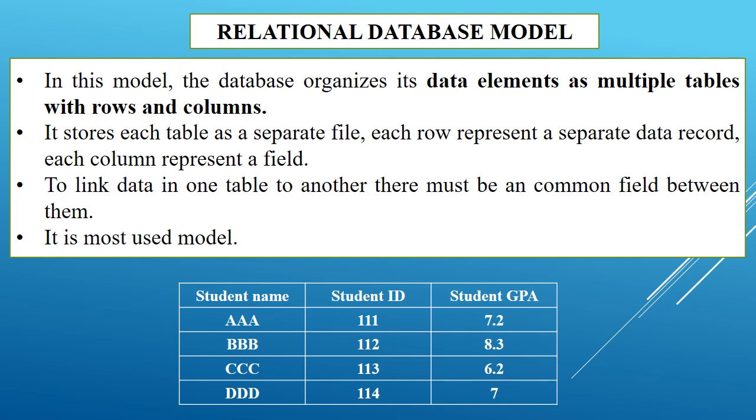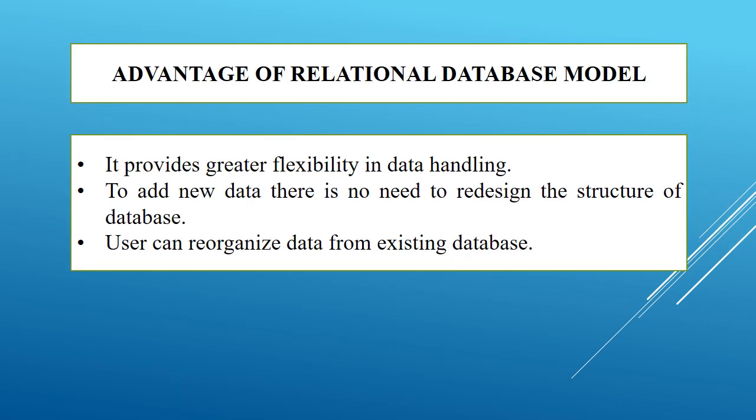Here the data fields are student name, student ID, and GPA. So the name, ID, and GPA are fields, in the columns, and the row represents the data record. This is the most used model, because in this model we can directly access the data. That's all.